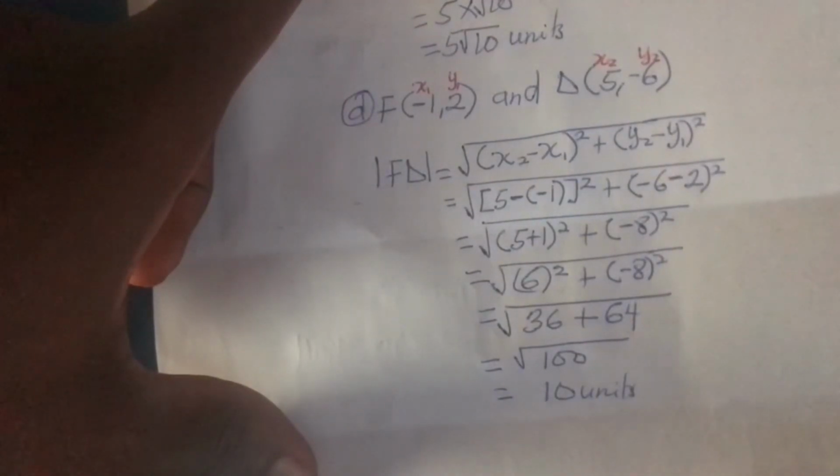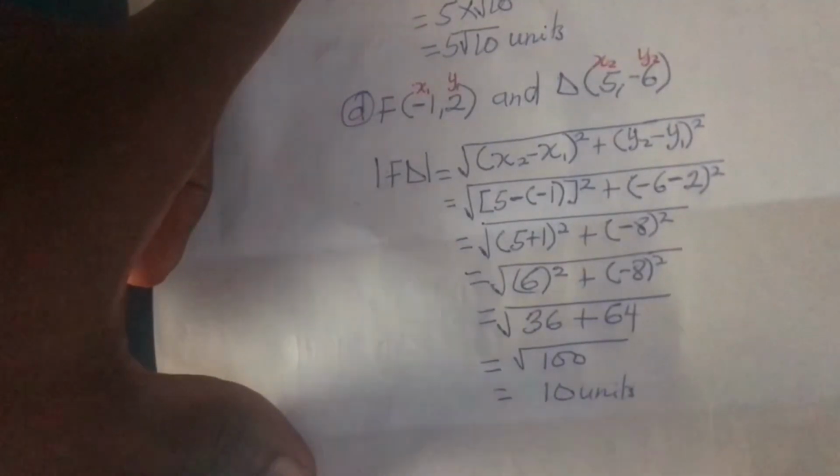There is an E part. I need you to solve the E part of the question. The E part is on your screen. Please pick your book or your jotter, solve it, and drop the answer in the comment section.